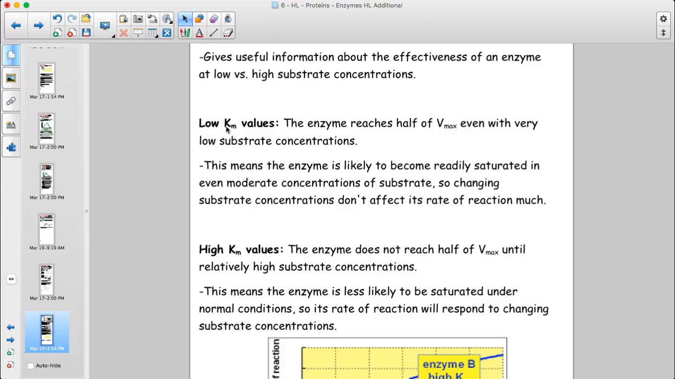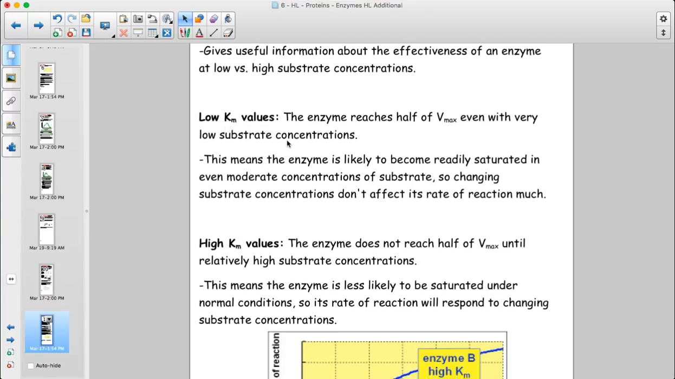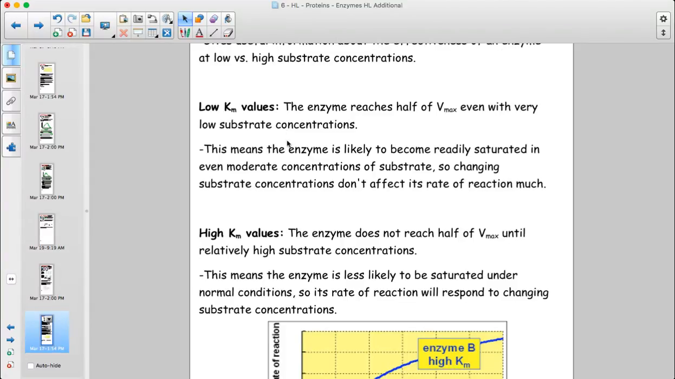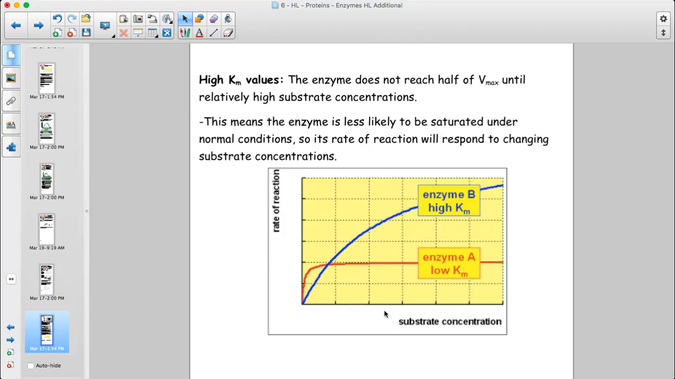So, for example, if something had a low Km value, that would mean that the enzyme reaches half of its maximum rate, even when you have very little substrate around. And what that means is that the enzyme is probably going to be very easily saturated, and whether or not the substrate concentration changes, it's probably not going to affect the rate of the reaction all that much. And you can see that on a graph down below that compares two different enzymes. The one in red has a low Km value, so it reaches half its reaction rate at very low concentrations of substrate, and so for the most part, it's always going to be operating at its maximum speed.